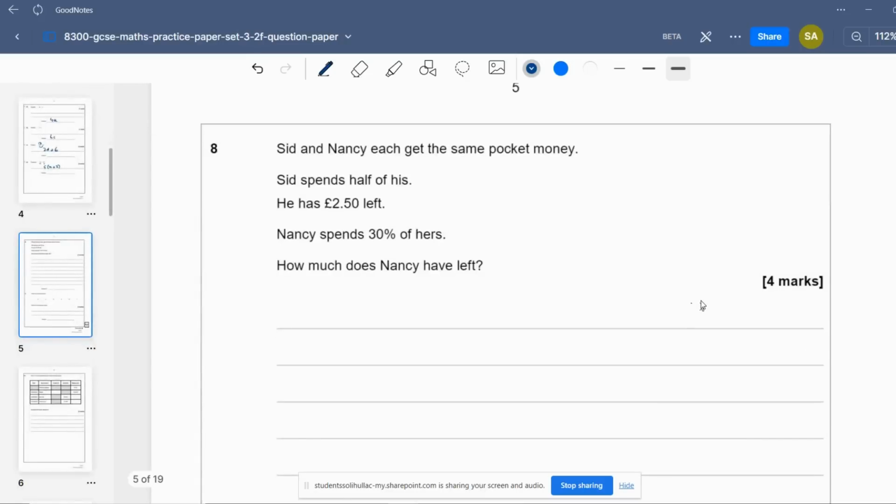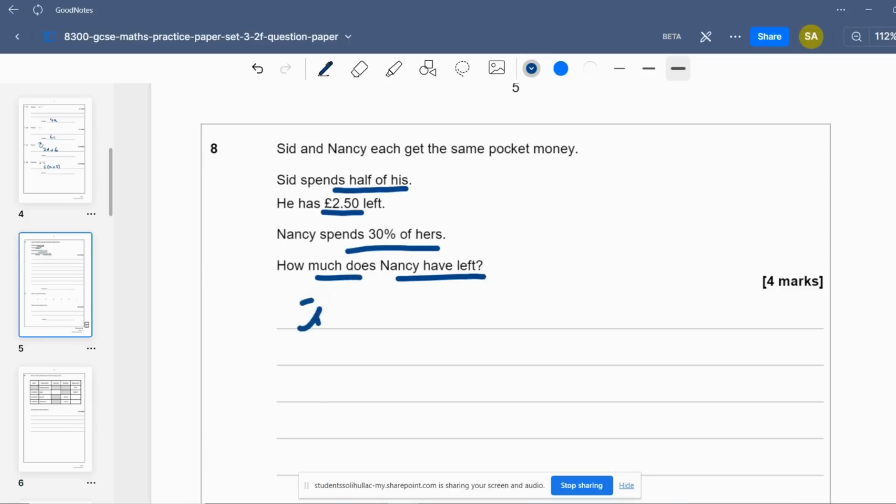Question number 8. Sid and Nancy each get the same pocket money. Sid spends half of his. He has £2.50 left. Nancy spends 30% of hers. How much money does Nancy have left? So first we start with the money which Sid got. Sid spent half of his and he's got £2.50 left. That means originally the money Sid got is double £2.50.